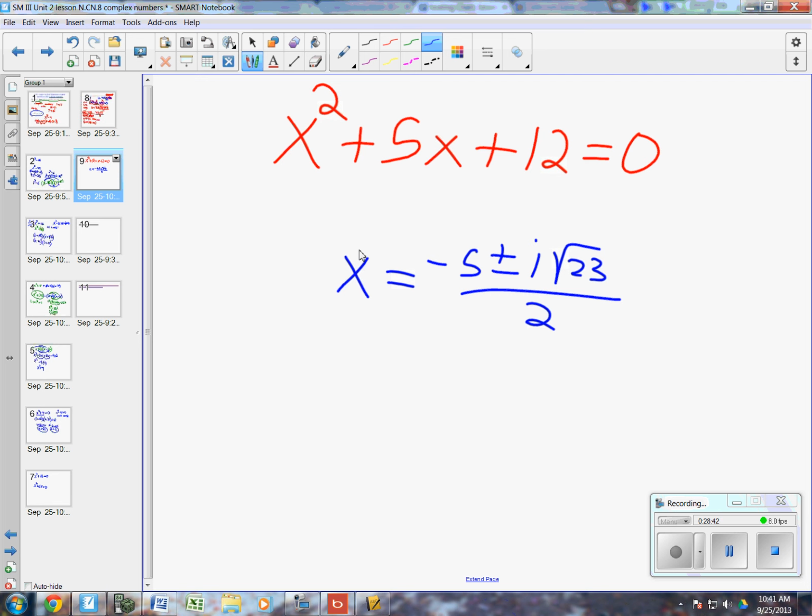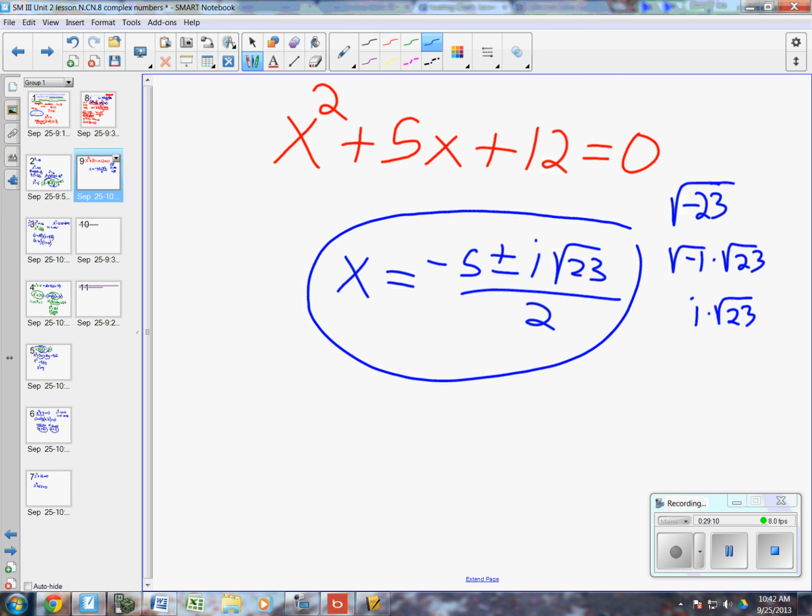You guys, we have not taken the square root of 23 yet, have we? You had the square root of negative 23, but we separate that into the square root of negative 1 times the square root of 23, right? The square root of negative 1 is i, but 23 is not a perfect square. If we took the square root of it, it's going to be 4.8 or 9 or something around in there, isn't it? But we're not going to do that. We're just going to leave it as the square root of 23. So that's why this is the answer. Okay, got it?